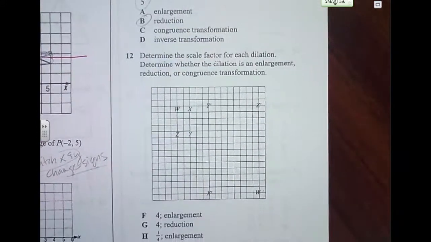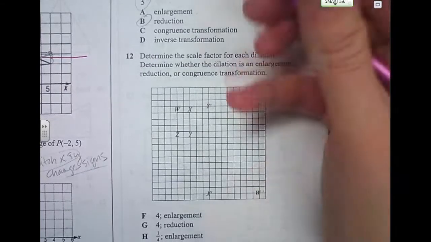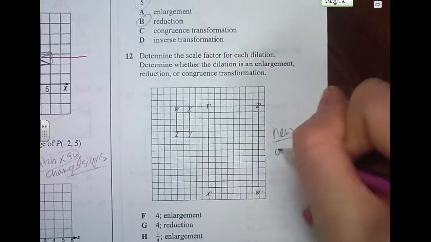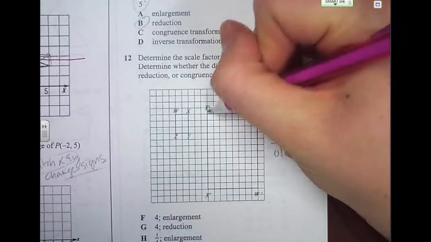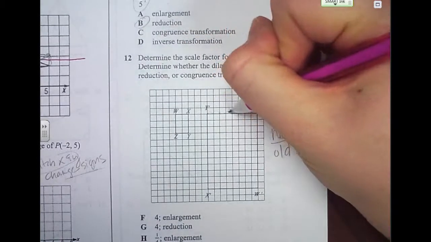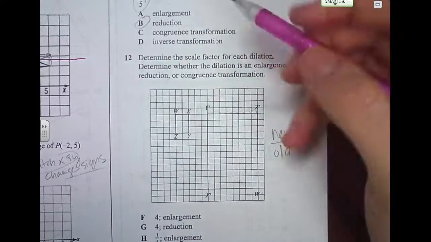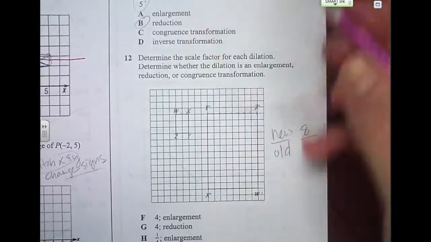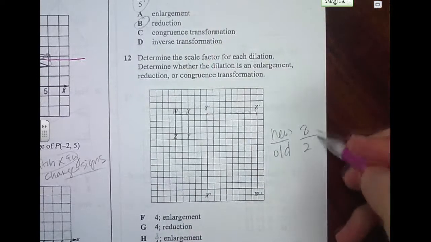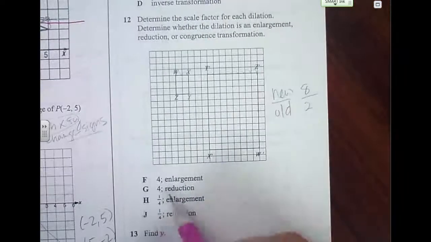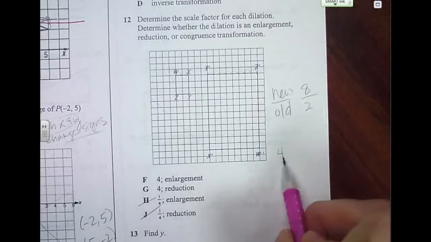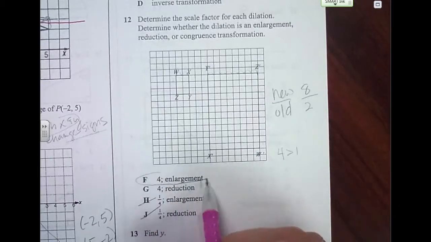Number 12, determine the scale factor for each dilation. Determine whether it's an enlargement, reduction, or congruent transformation. So let's start with scale factor is new over old. So let's start with the new one, and we'll just pick a side. 1, 2, 3, 4, 5, 6, 7, 8. So 8 on top. And let's go to the old one. We have 1, 2, 2 on bottom. So 8 over 2 reduces to 4. So we have two options with 4. And since 4 is bigger than 1, then it's an enlargement.